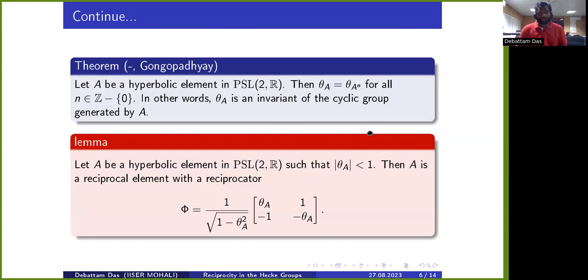Let A be a hyperbolic element in PSL2R such that theta is less than 1. Then A is a reciprocal element with a reciprocator phi. For every hyperbolic element we know that in PSL2R it is a strongly reciprocal element. But what are the reciprocators? Here phi is a reciprocator and the other reciprocator is phi times A.